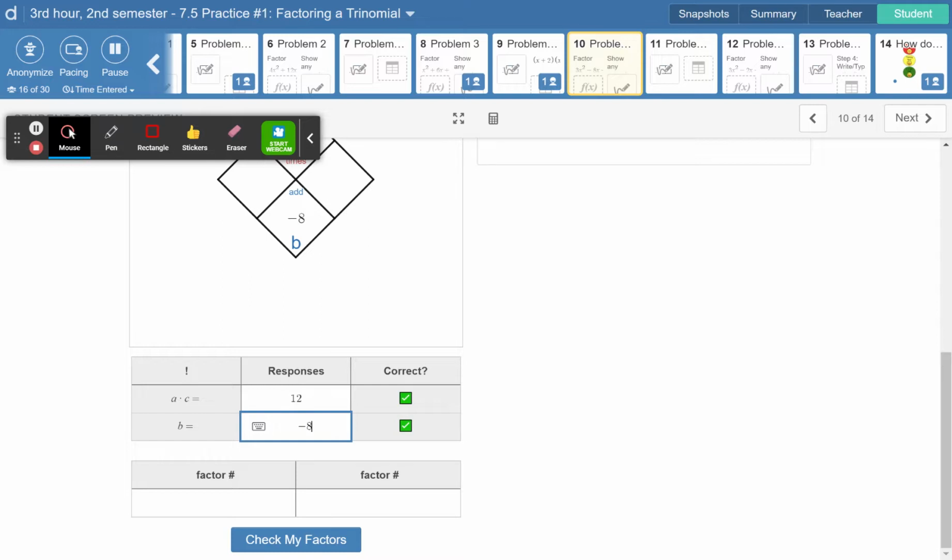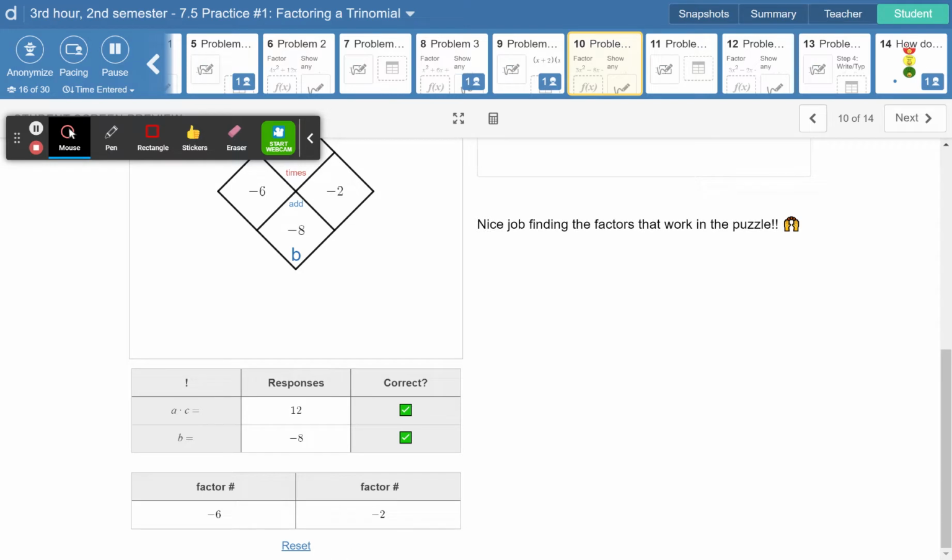So here's my trick for you. If you're struggling with finding the puzzle when it's a negative b and a positive a times c, it will always be a negative and a negative if you have this type of combination. So then you have negative 6 and negative 2. Because 2 negatives multiply together to get you a positive, and then add to stay a negative.